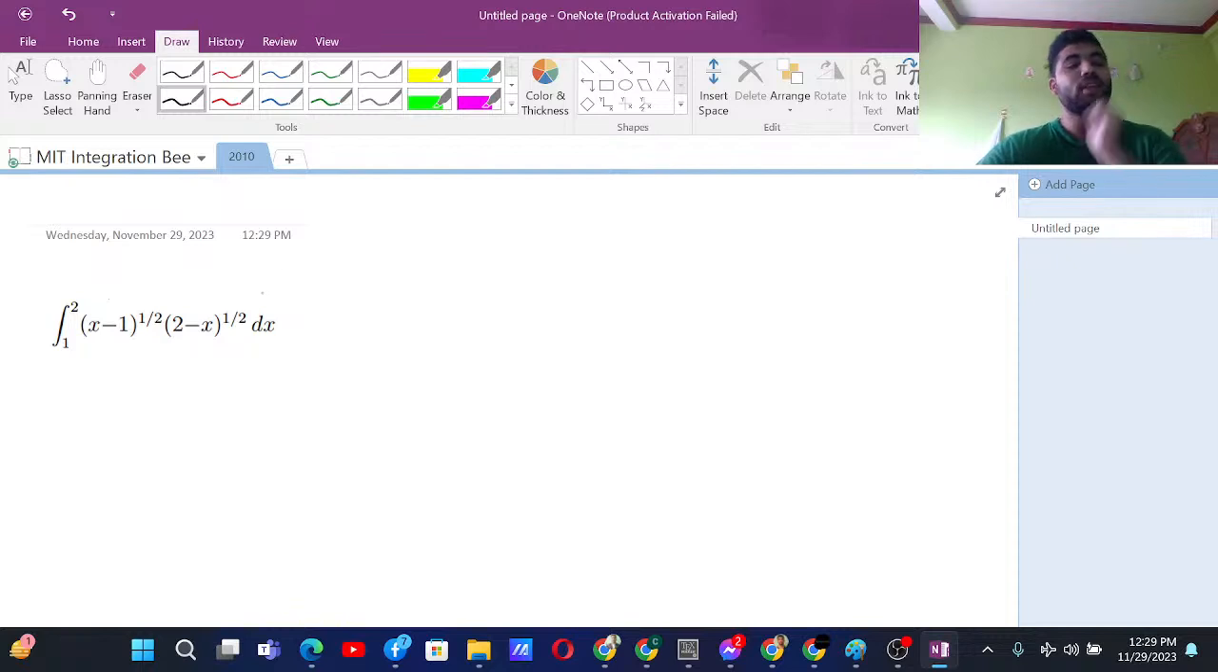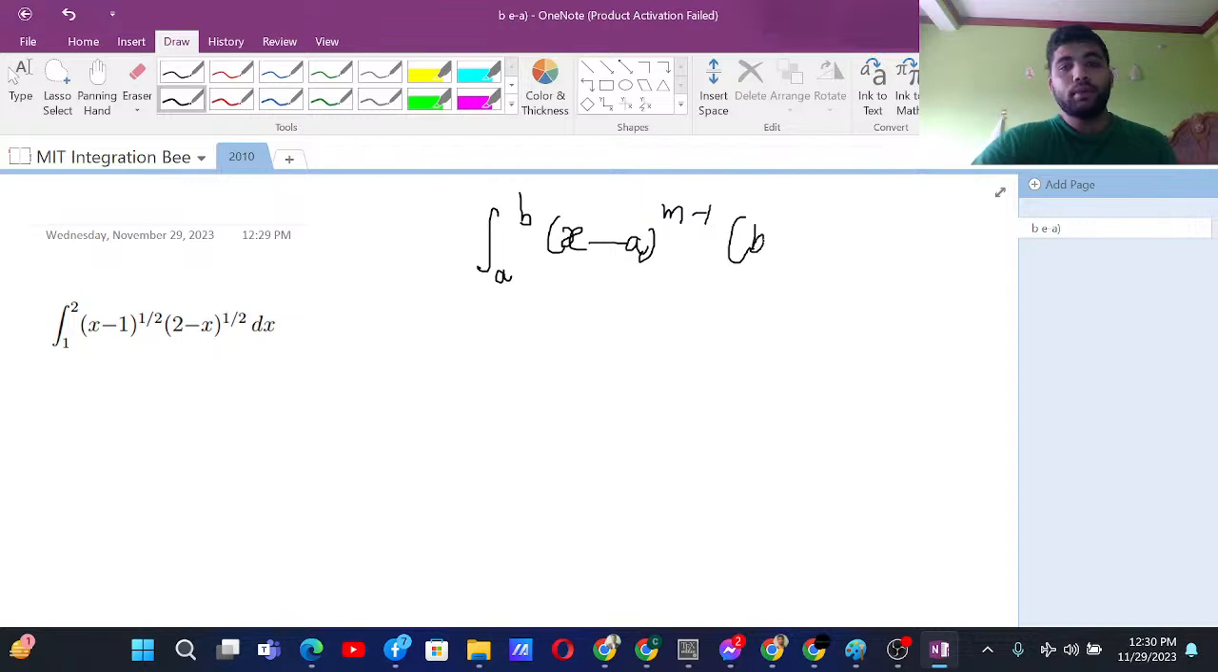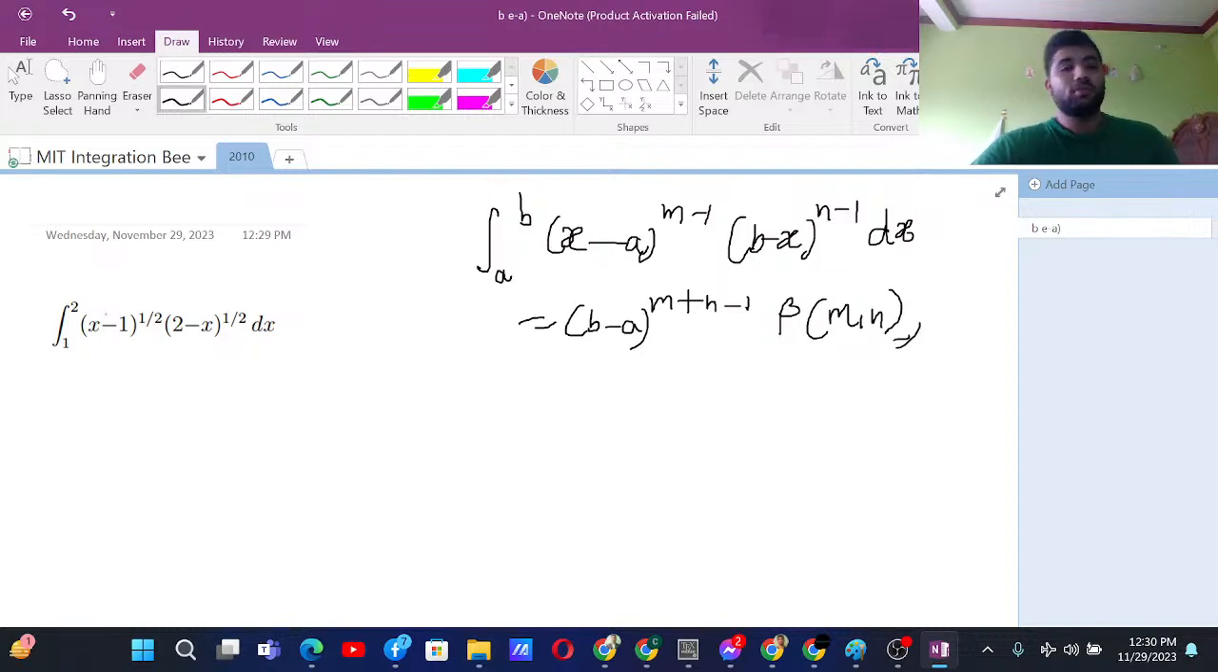Okay, and for this one we just have a direct formula from beta gamma functions. Yeah. So we have a formula that the integral from a to b of (x − a)^(m−1) (b − x)^(n−1) dx is actually equal to (b − a)^(m+n−1) times beta of m and n. We'll just use this formula directly.